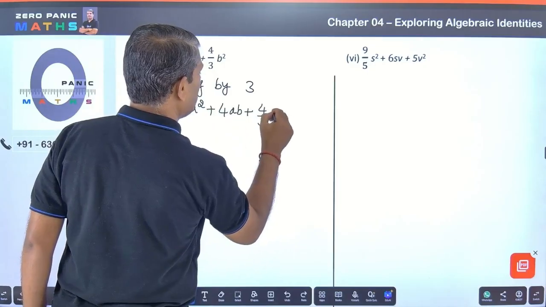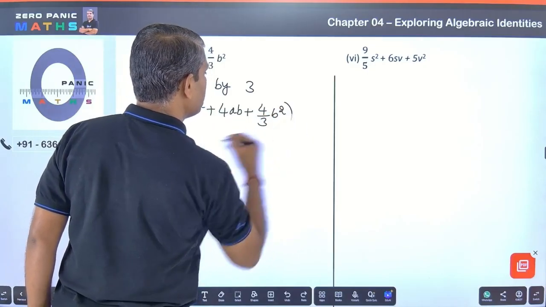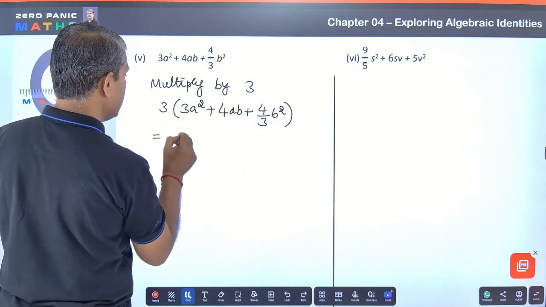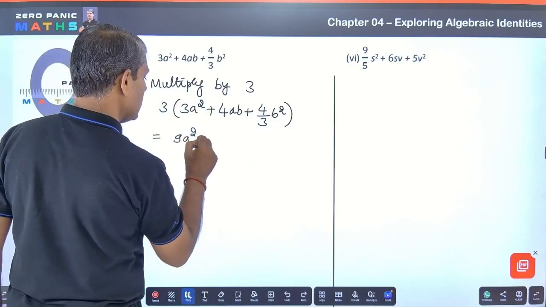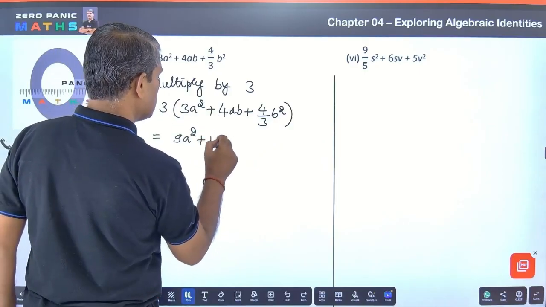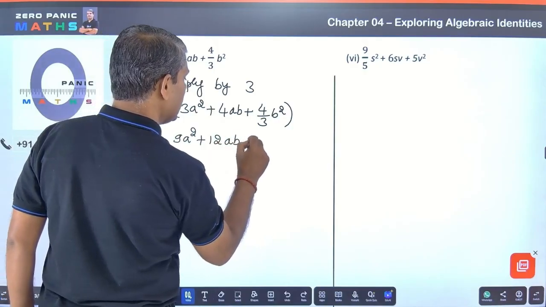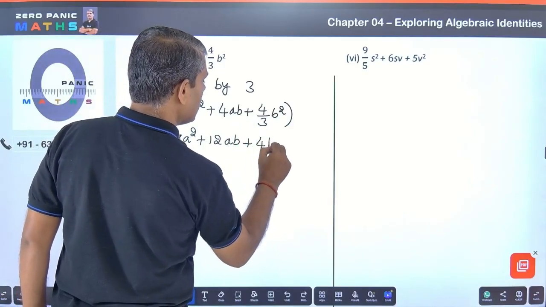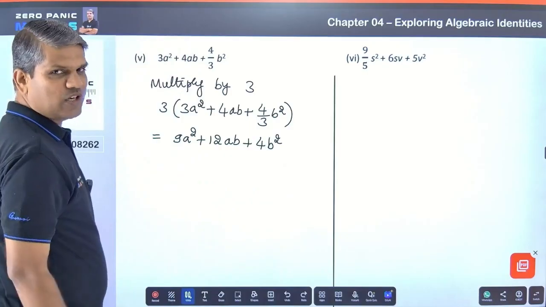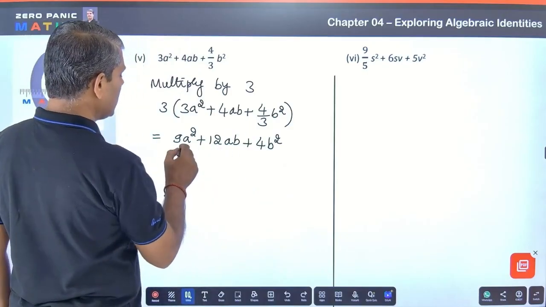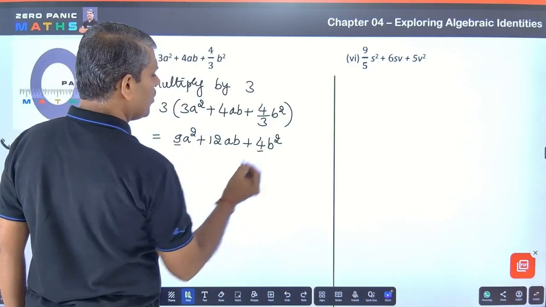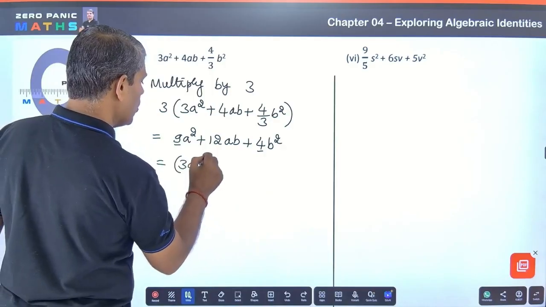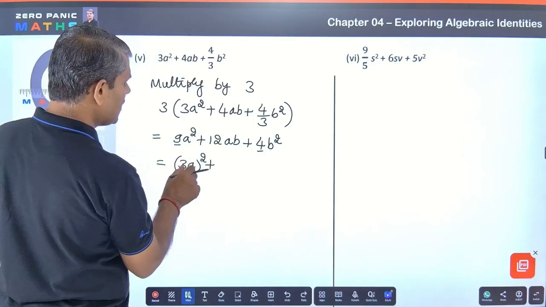What I am trying to do here is, when I multiply 3 to all these terms, here what happens is 9a square. And 4 3s are 12ab. And now see, this 3 and this 3 will get cancelled, and what remains is 4b square. You understood, right? Now you can see, 9 is a perfect square, 4 is a perfect square, so I can easily write this as 3a whole square, where 3a is the value of a now.